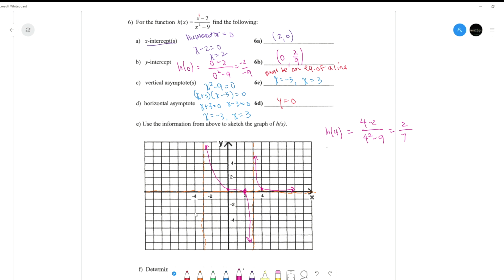And then for the left-hand side, I'll pick -4. So h of -4 is equal to (-4 minus 2) over ((-4) squared minus 9). So that's -6 over 16 minus 9, which is 7. So this is below the x-axis. At -4, it's -6/7, which is a little closer to -1. So that tells me this curve will look something like that. And we're done.